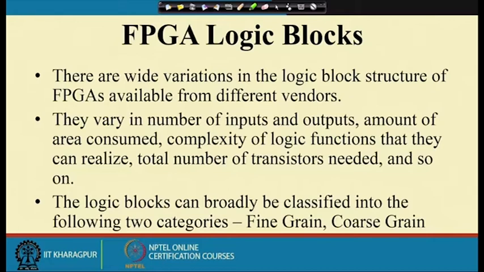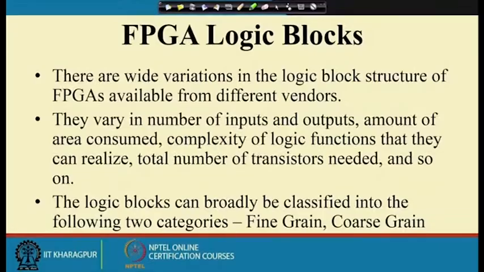The logic blocks can broadly be classified into two categories. One is called fine grained logic block, another is called coarse grained logic block. As the name suggests, when we have a very simple logic block consisting of a small number of logic gates, it gives rise to a fine grained logic block. When we have a complex logic block, with more functionality implemented within each individual block, it is called a coarse grained logic block. Now we will see the trade off between them. Which one is superior is difficult to answer, as each has its own advantages and disadvantages.